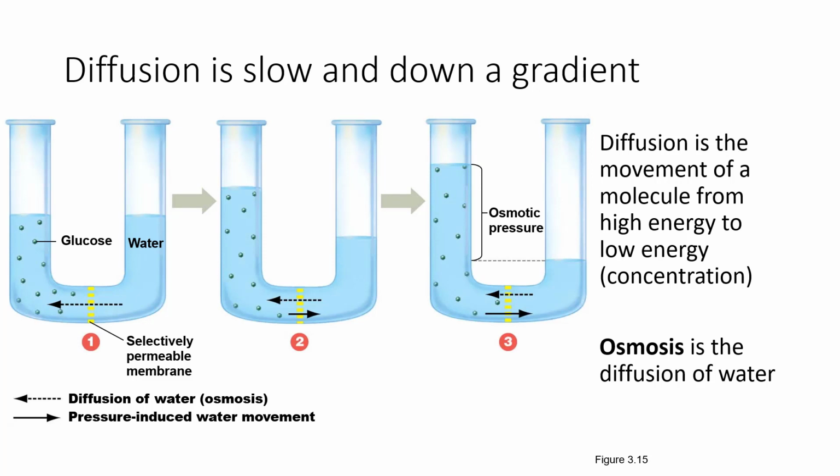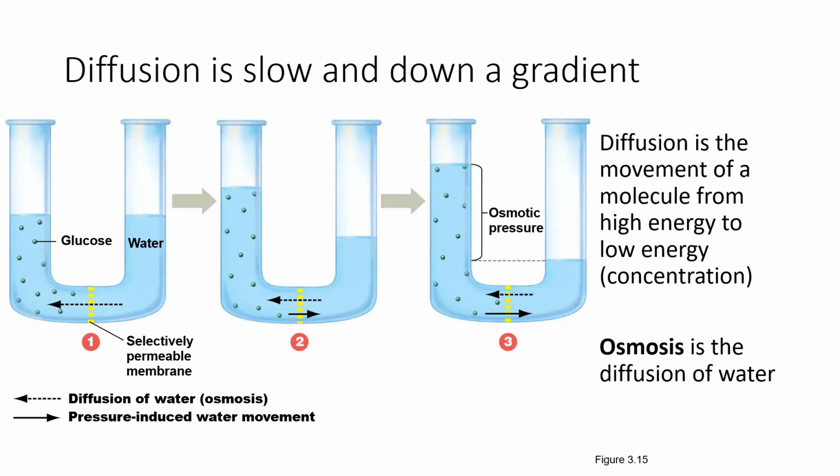Anyway, the water will move from the side that there is more water to the side where there is less water, creating a pressure differential known as osmotic pressure. Why osmotic? Because osmosis is simply the diffusion of water across the cell membrane.